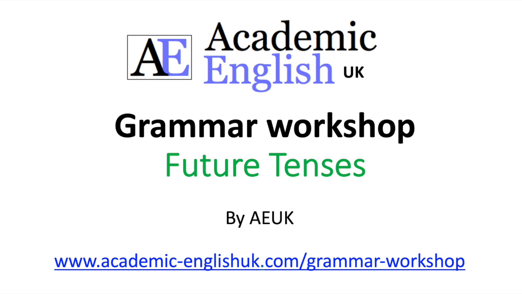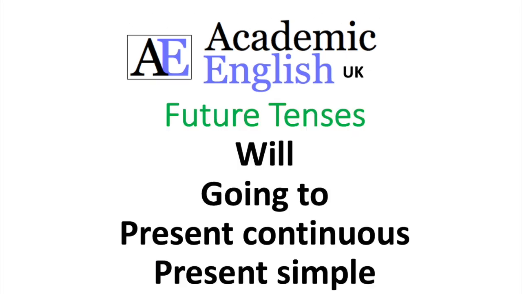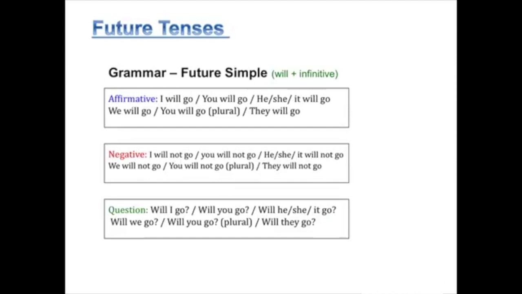Today's class is future tenses. Will, going to, present continuous and present simple for future. Okay, here we have the affirmative, negative and question forms of will. Notice it's all the same. You will go, he will go, they will go. Negative, I will not go, and question forms, will you go, will they go.